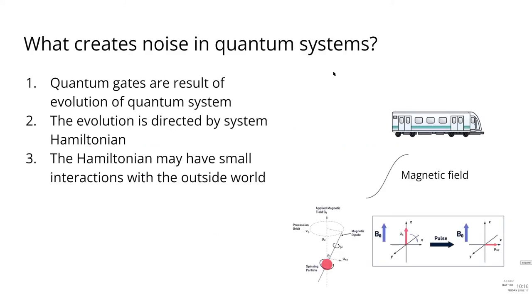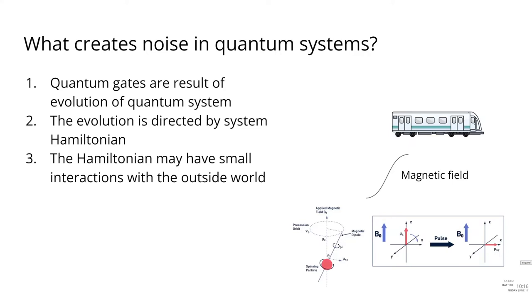Okay, so why do we have errors in our quantum systems? Well, in order to understand this fully, we have to understand what we mean when we say that we, for example, apply a quantum gate. A quantum gate actually comes from an evolution of a quantum system.